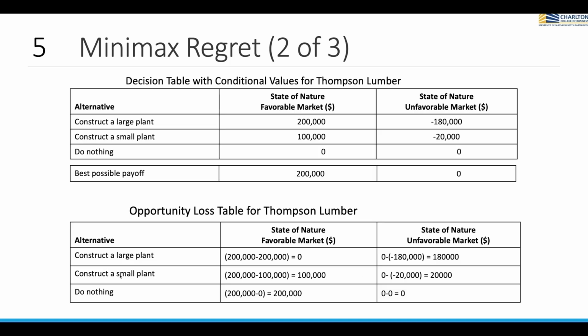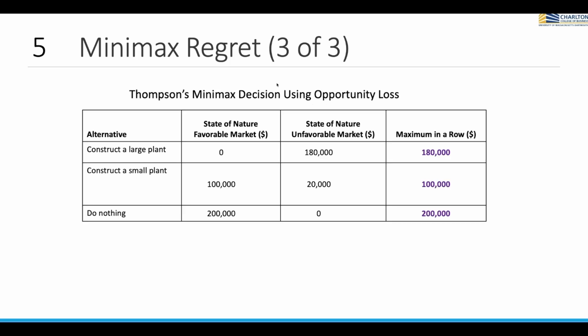If we decide to build a small plant, our regret would be 20,000. That's the amount of money we are losing. We could have had a 0 payoff or 0 loss, but now we are losing $20,000. So this is our regret. And if we do nothing under unfavorable market, our regret is 0 because we are not losing any money, and that was the best payoff under this state of nature. Now that we have this opportunity loss, we are looking to minimize the maximum regret. For constructing a large plant, maximum regret is 180.